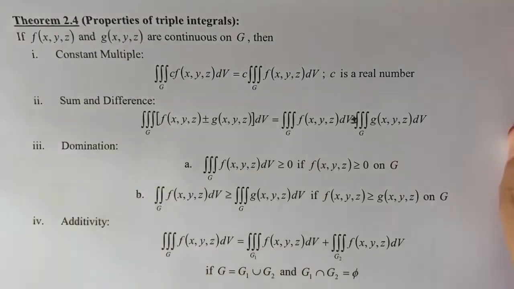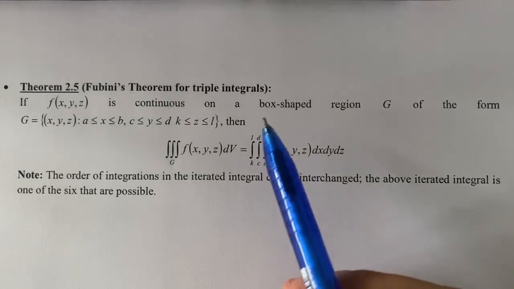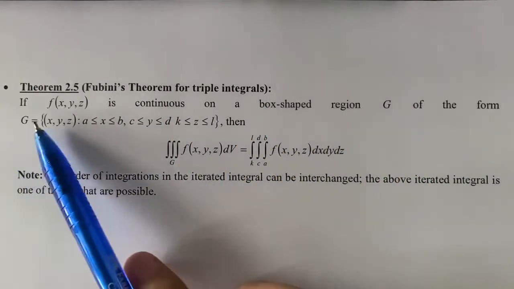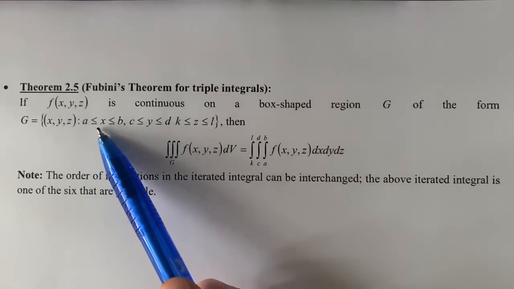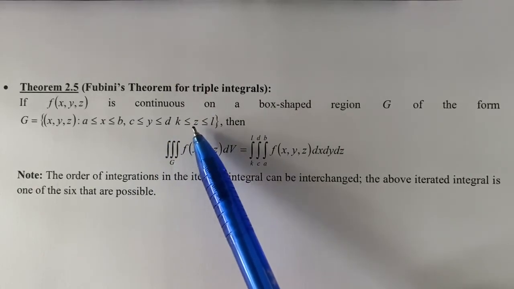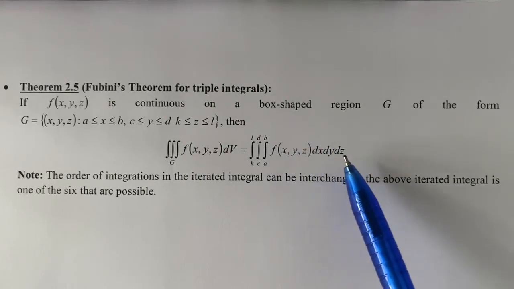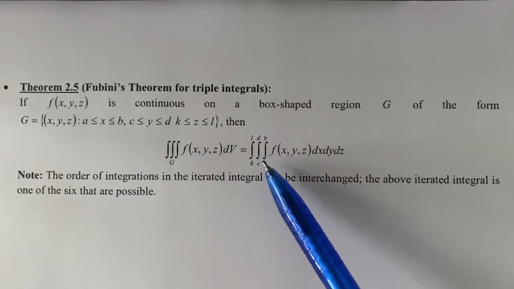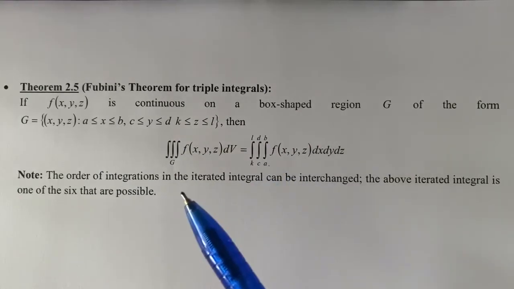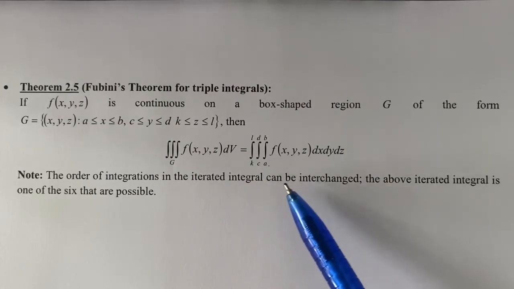In Theorem 2.5, we have Fubini's theorem for triple integrals. The function f(x, y, z), a three-variable function, is continuous on a box-shaped region G of the form: x from a to b, y from c to d, and z from k to l. Then this triple integral can be written as an iterated integral dx dy dz with the appropriate limits of x, y, and z, and the order of integration in the iterated integral can be interchanged.